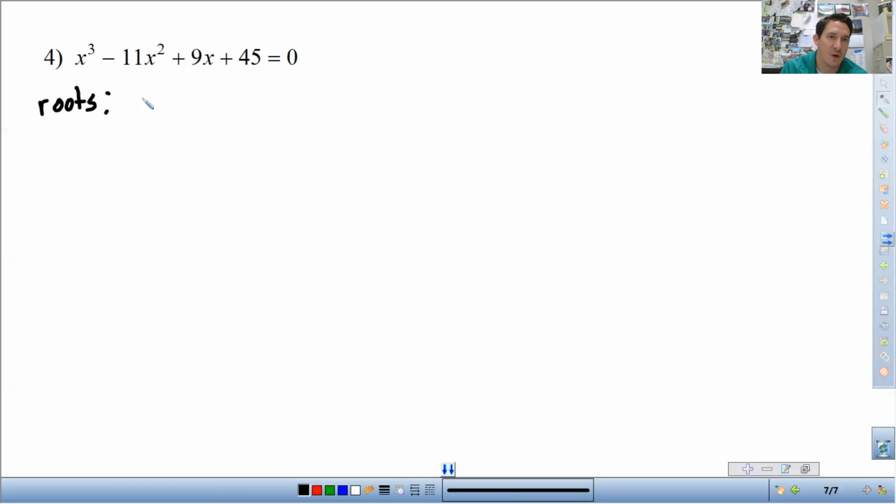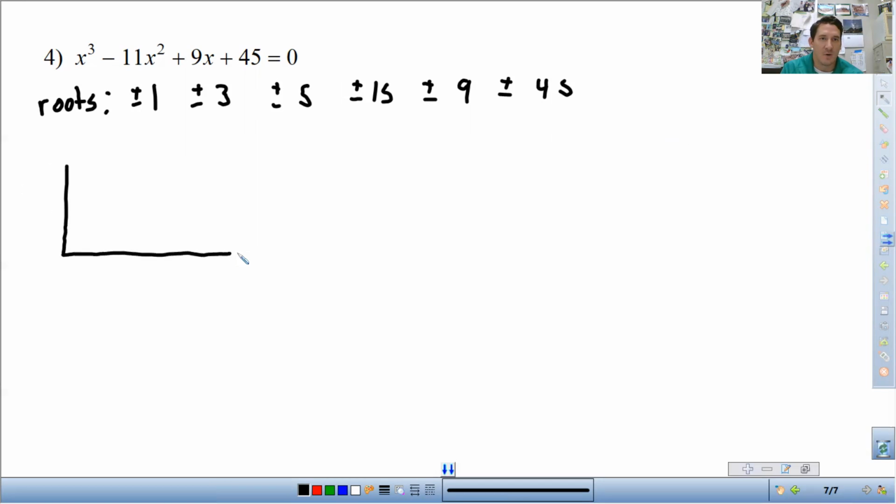So I'm just going to do what factors 45 is: plus or minus 1, plus or minus 3, plus or minus 5, plus or minus 15, plus or minus 9, almost forgot 9, plus or minus 45. So those are the numbers that go into 45. I may be forgetting one, but I think this is going to be enough for us to do what we need to do. So just start checking with 1.